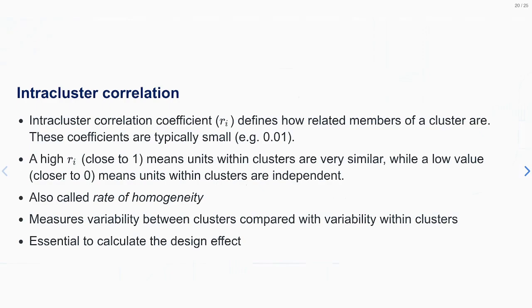A synonym for the intracluster correlation is the rate of homogeneity. And what does it measure? The intracluster correlation measures the variability between clusters compared with variability within clusters. This information is essential for us to be able to calculate the design effect.